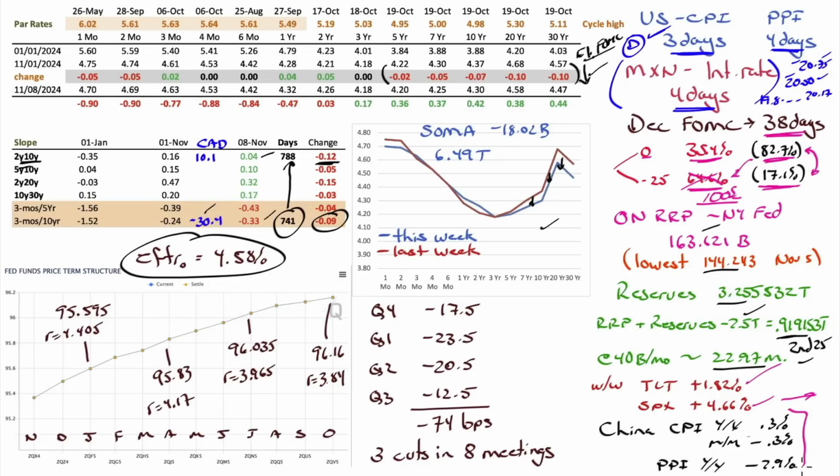China, this is important to look at, I think. China CPI year over year. Look at this number, 0.3. That is year over year, 0.3. Threatening deflation. Month over month already showing deflation, negative 0.3. PPI year over year, well in deflationary territory, negative 2.9%.